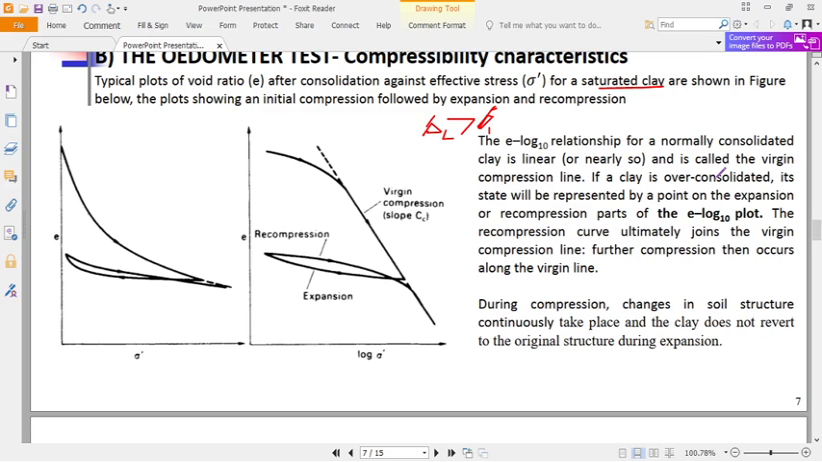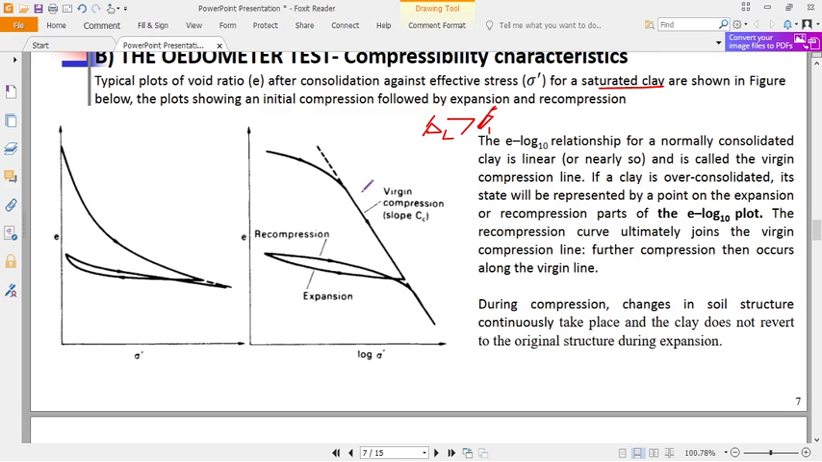Is that okay? Now the recompression curve ultimately joins the virgin curve, the compression line. So this is the decompression. But still it joins the virgin line here, and then it will still go under normal compression. Further compression then occurs along the virgin line. This is linear in the log of effective stress, but this one will be a curve when it is not log 10 of effective stress.